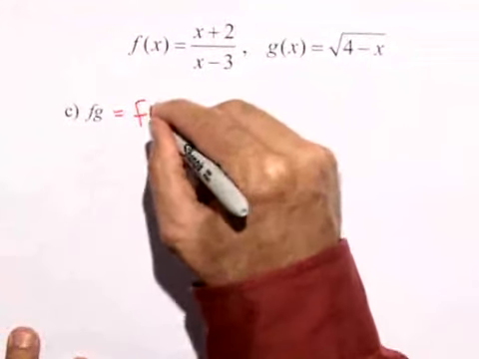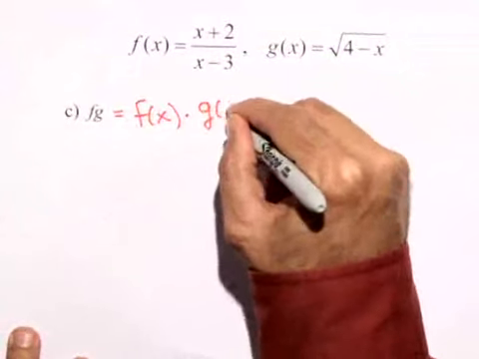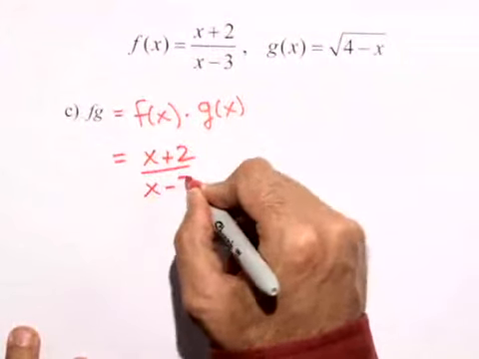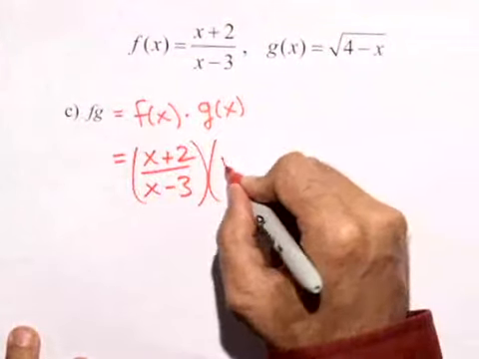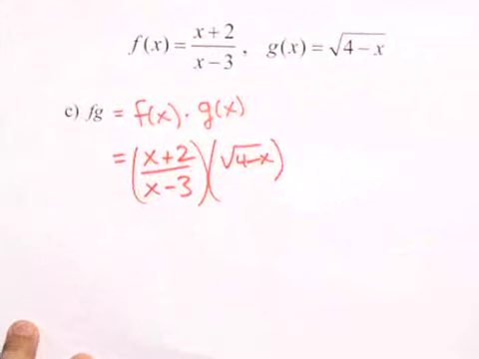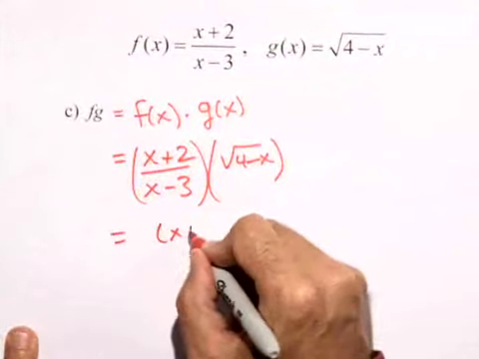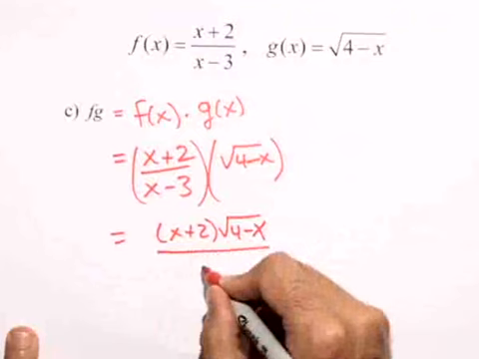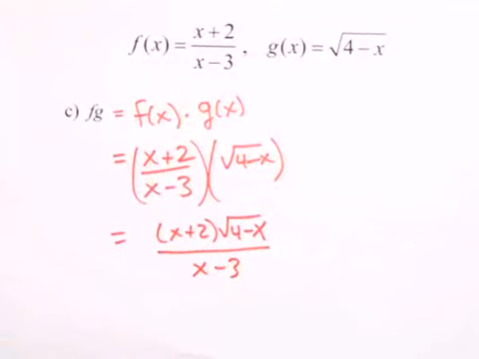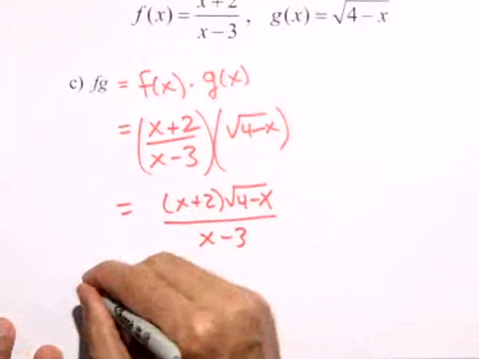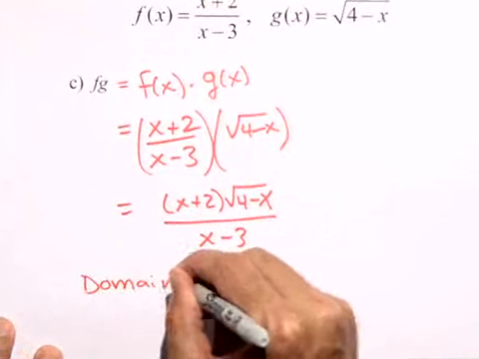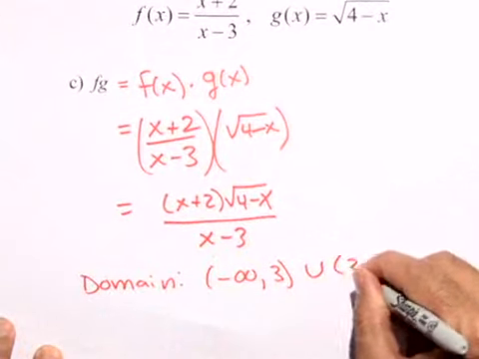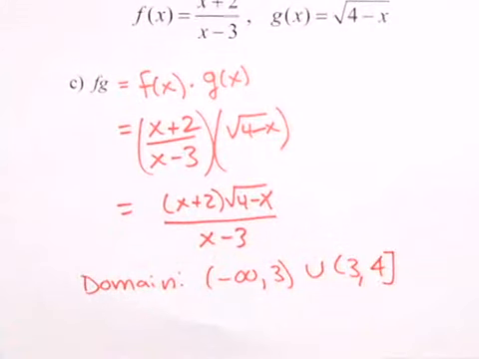Fg is the same thing as f of x times g of x. So we get x plus 2 over x minus 3 times the square root of 4 minus x. And we could rewrite that as x plus 2 times the square root of 4 minus x, all divided by x minus 3. That might look a little nicer. Again, the domain's exactly the same as the first two. So we'll write negative infinity to 3, union with 3 to 4, and including the 4.